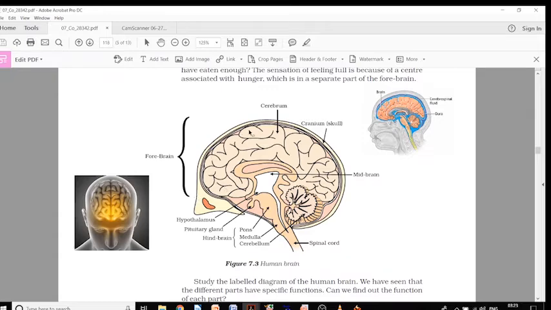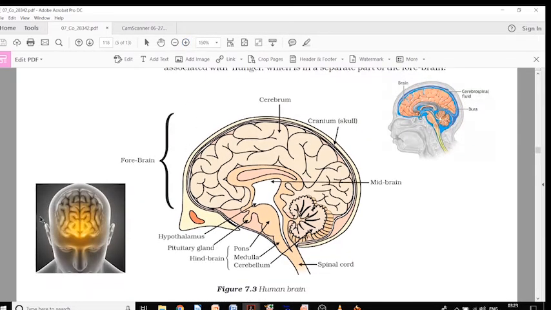This front part is known as the forebrain. The middle portion is known as the midbrain, and the back portion is known as the hindbrain. This is actually the side view. The front view, if you say, this is the front view, and this portion is known as the forebrain. At the back there will be the hindbrain, and at the center will be the midbrain.